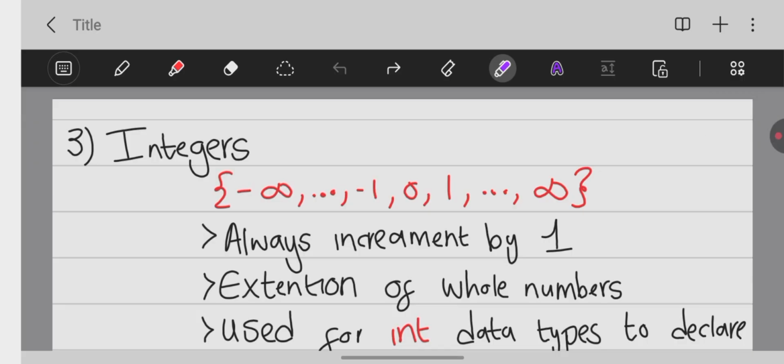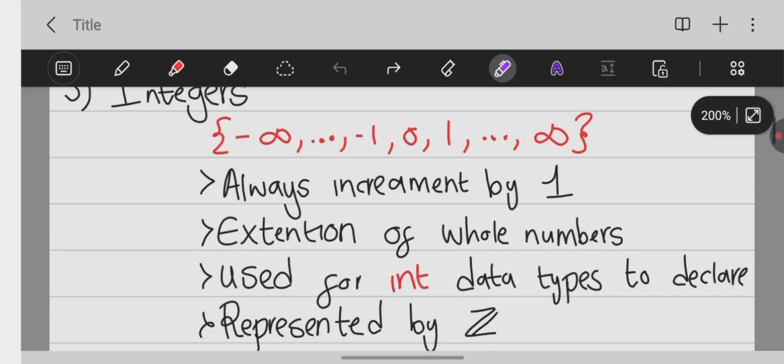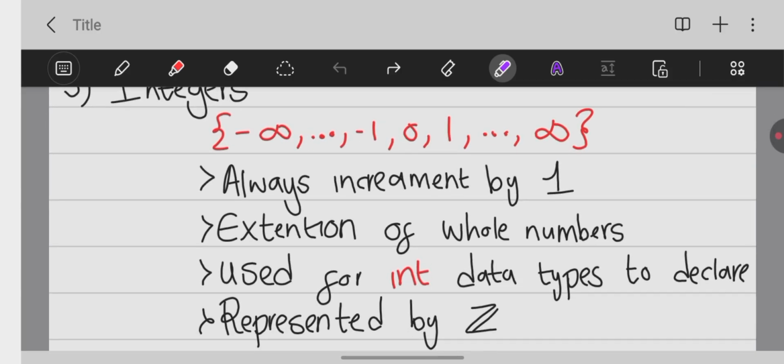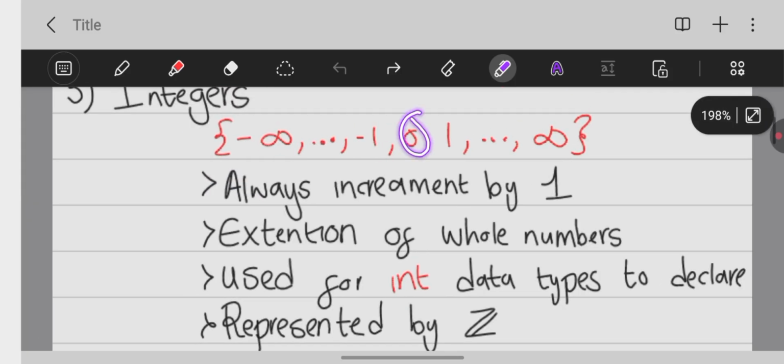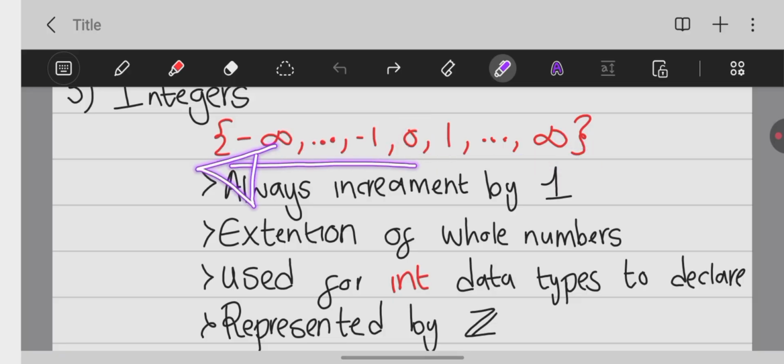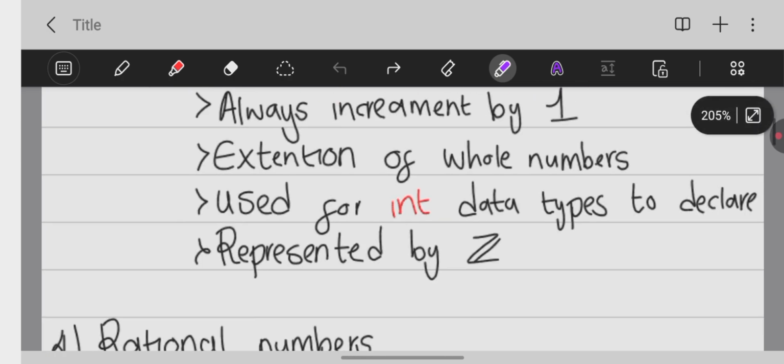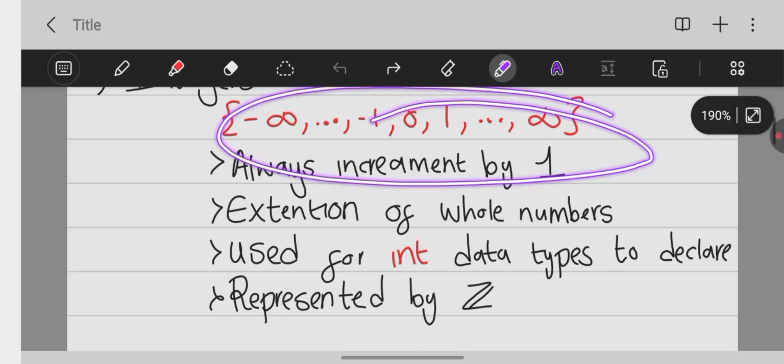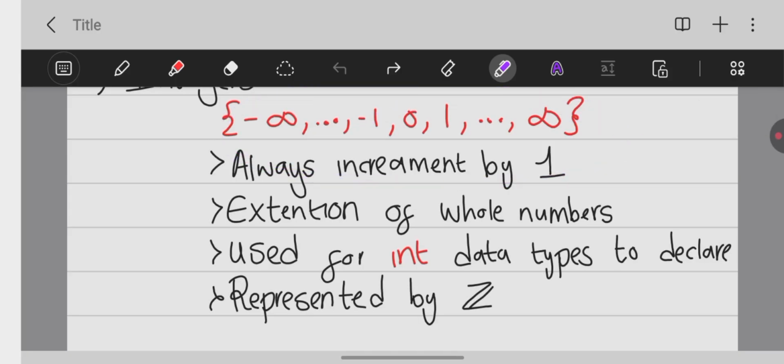Integers would be a set of numbers that start from negative infinity up to positive infinity and always increment by 1. And you can say it's an extension of whole numbers to the left or the negative side, because remember, whole numbers start from 0 up to infinity. So if you were to extend that equally to the negative side, you would have up to negative infinity. So it's used really for your int data types. I do C++ programming, so you would want to use int for your integers, and integers can be negative or positive and are represented using this Z symbol.